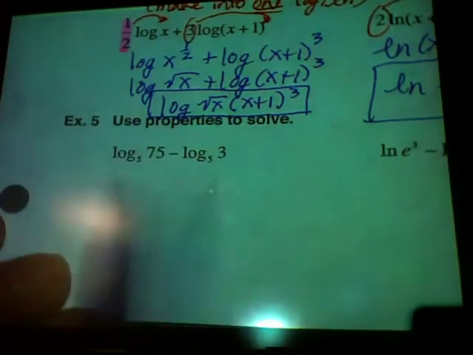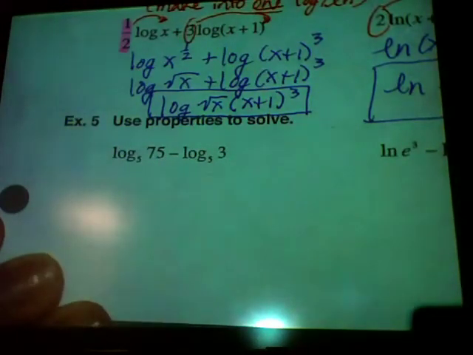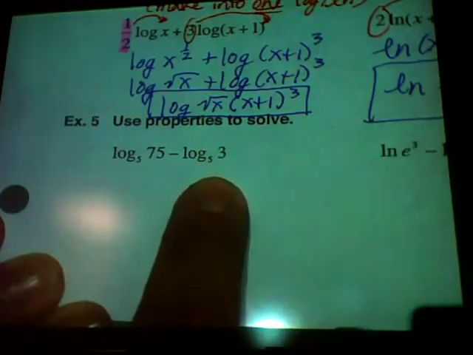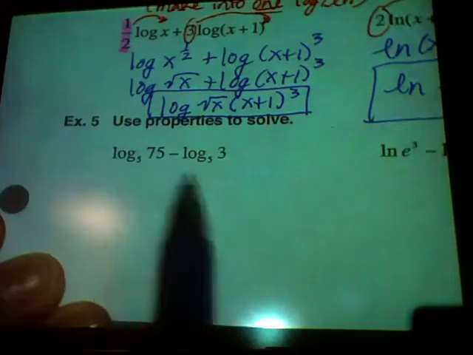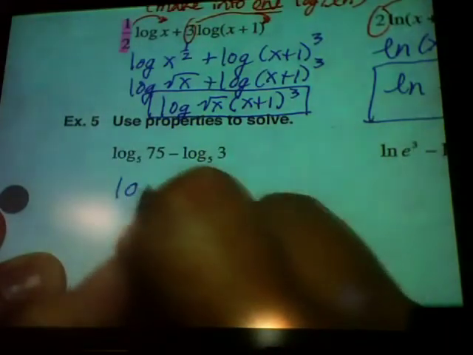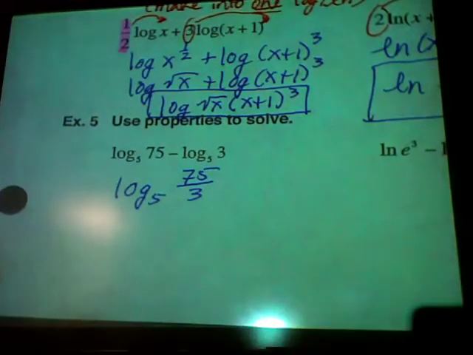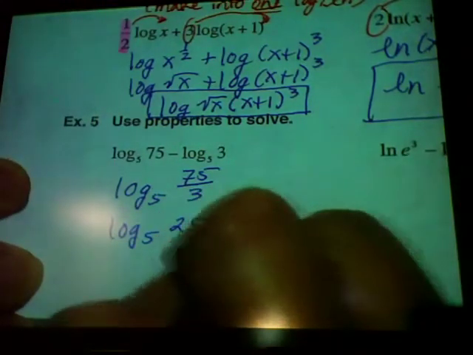So right here, we could do 75 divided by 3, right? Because we have the same log, same base. They should be the same base. If they're not the same base, we're in trouble. So because they're subtraction, can't I write it as log base 5 of 75 divided by 3? These are your notes. This is why you're writing this down, because you'll go, how the heck did they get 25? So then from there we get log base 5 of 25.